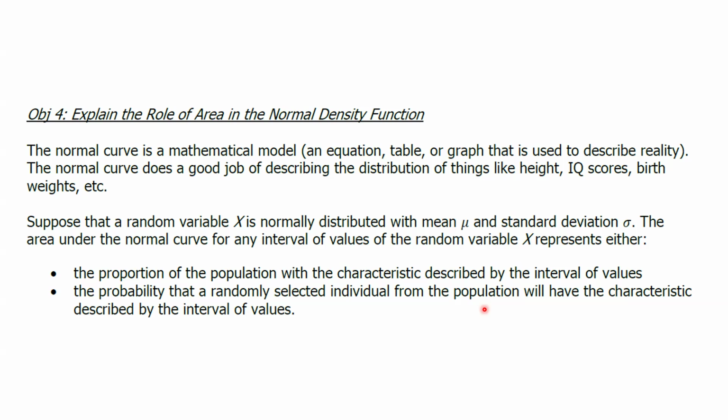The area under the normal curve for any interval of values of the random variable x is going to represent either the proportion of the population with the characteristic described by the interval of values, or the probability that a randomly selected individual from the population will have the characteristic described by the interval values.